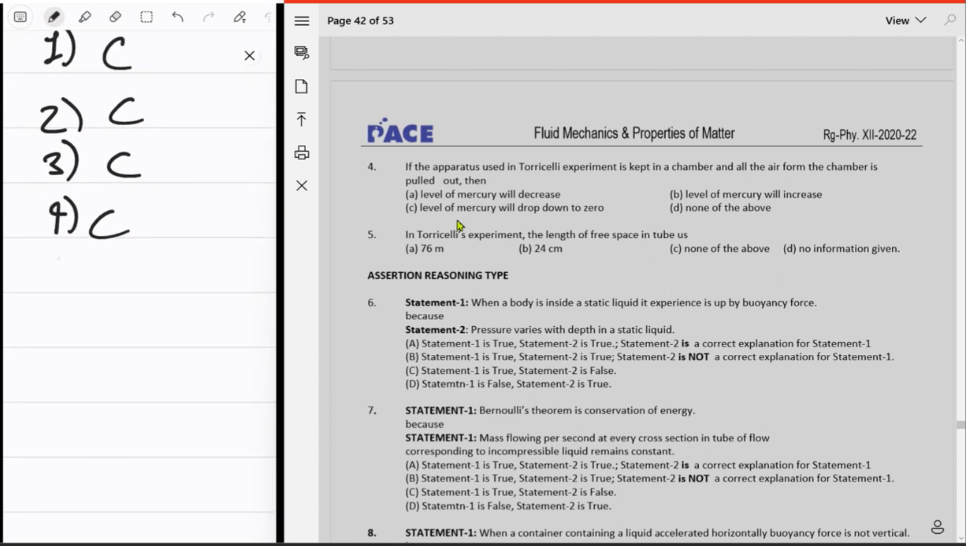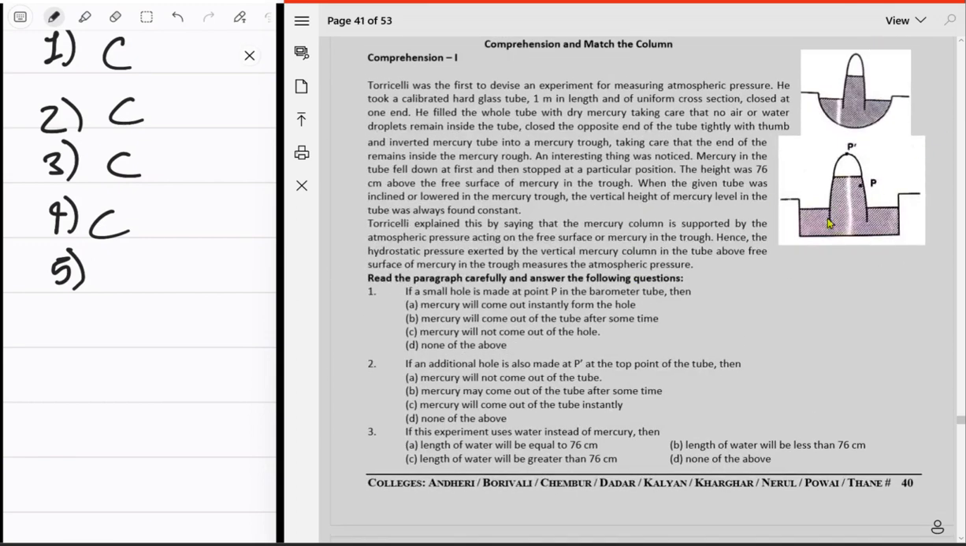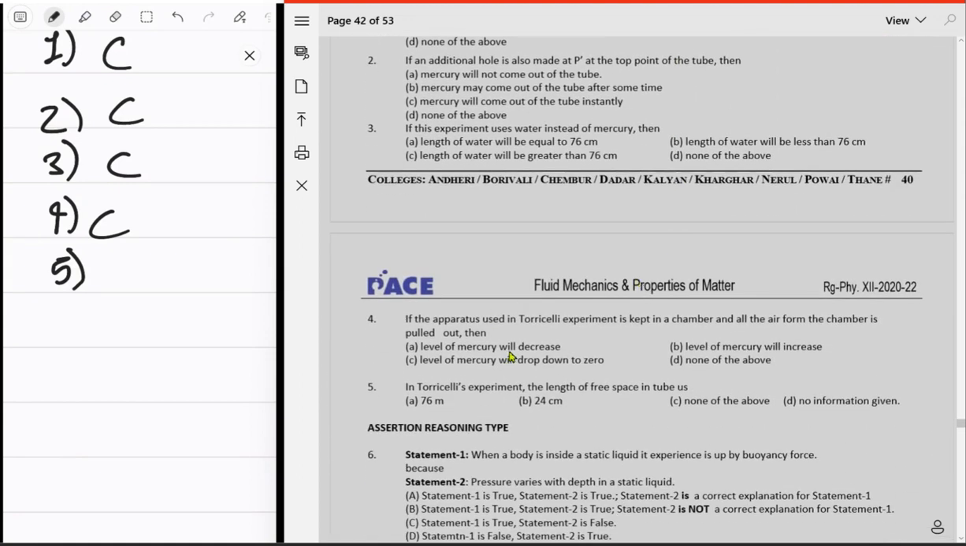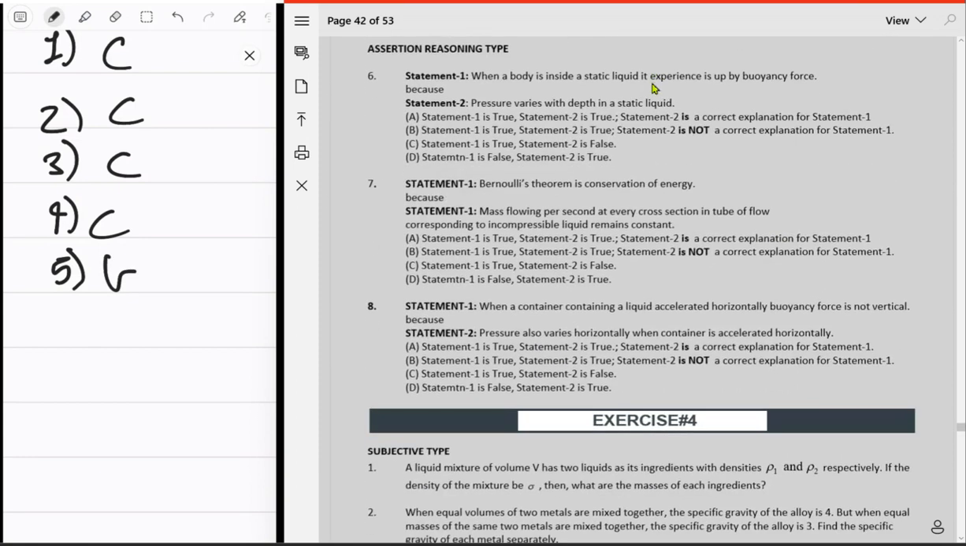Next question, fifth. In Torricelli's experiment, the length of the free space in the tube is... What do you mean? Like this thing? I mean, that's 76 centimeters, so this should be just 100 minus that, right? Which is 24. 24 centimeters is the free space. Yeah. So B is the answer. Okay, assertion reasoning type.